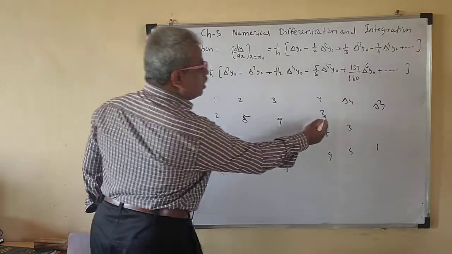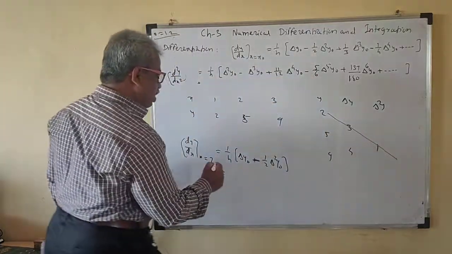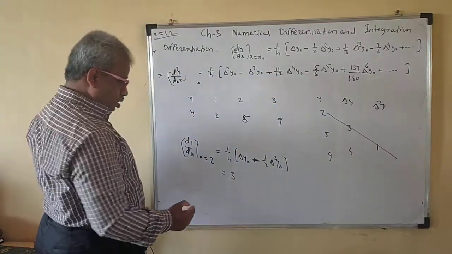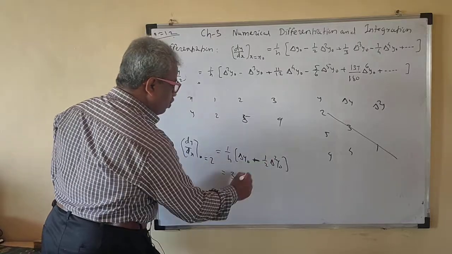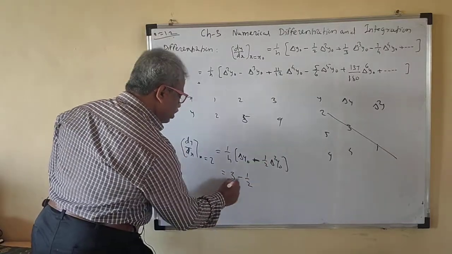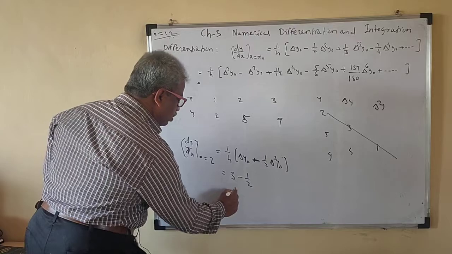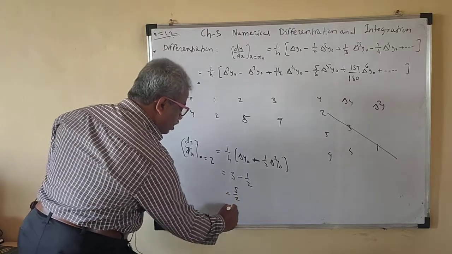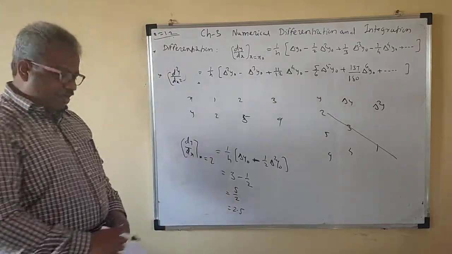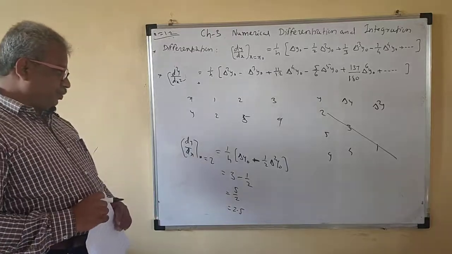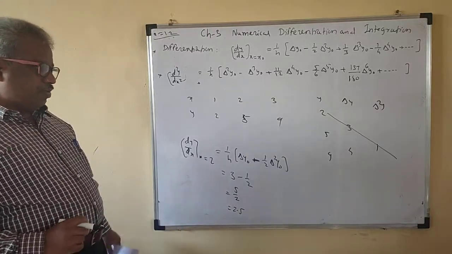So del y naught is 3 minus this is 1. So this is 1/2. So this is 6. So 6 minus 1 is 5 by 2. Right? So this is 2.5. Just check whether your answer is 2.5. Okay, so easily you can get the value of this one.